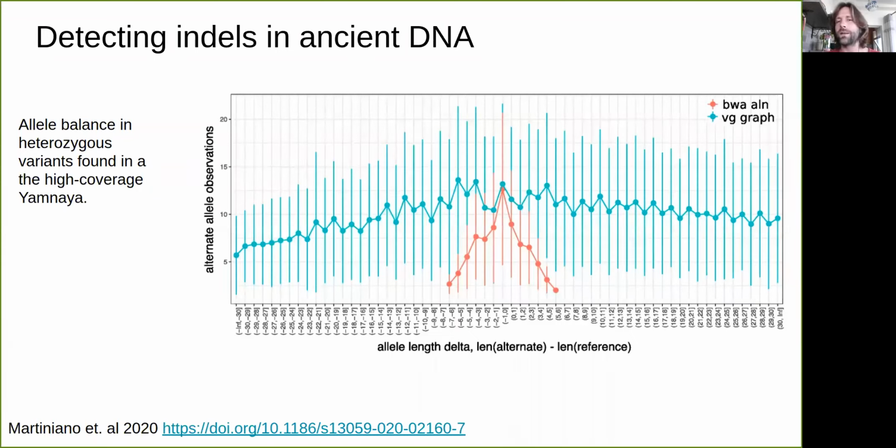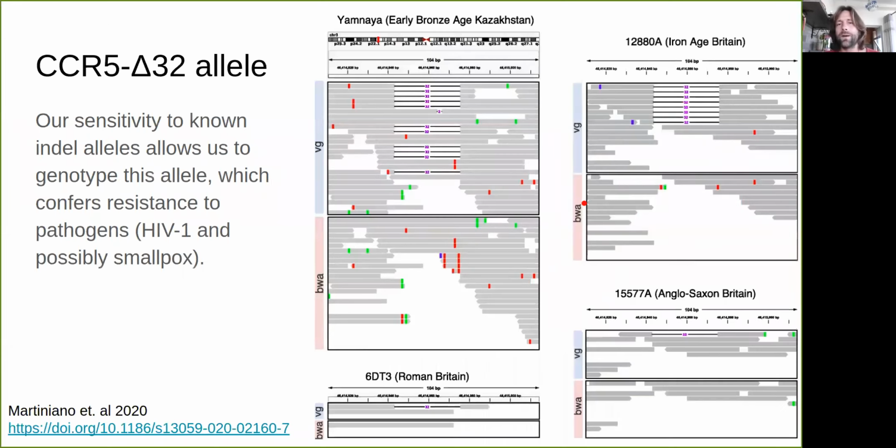And you can basically see that the ability to detect indels is very minimal in the case of BWA align, and also because the reads are so short, and it's not as affected in BWA in VG. And finally, this lets us do some pretty interesting things. So we can look for, say, clinically relevant alleles that are composed of indels in ancient samples.